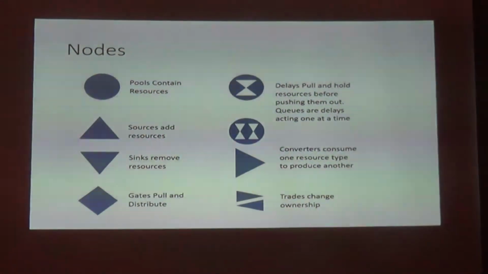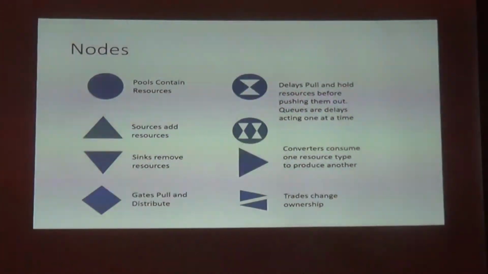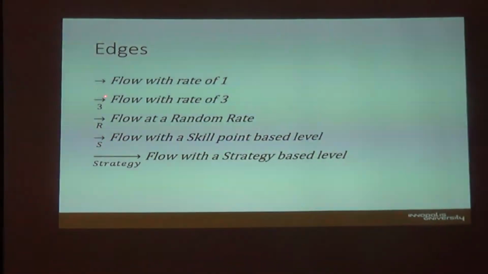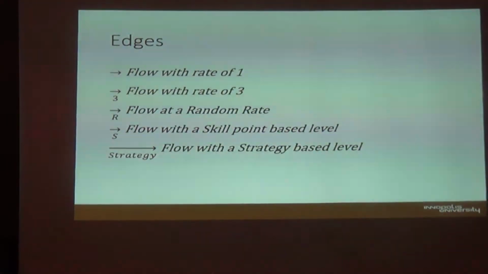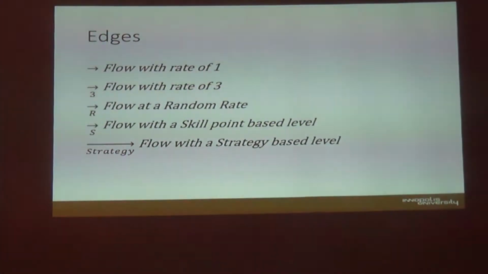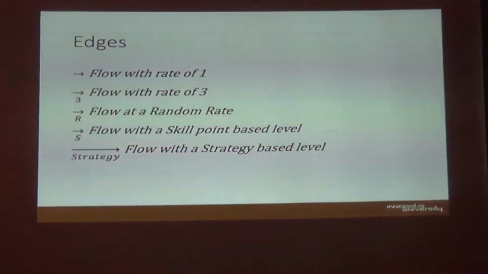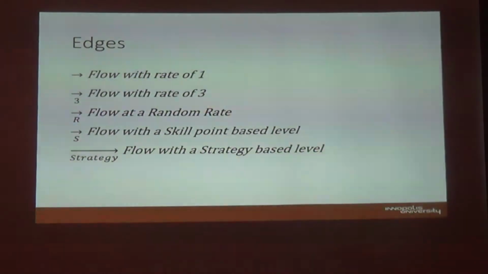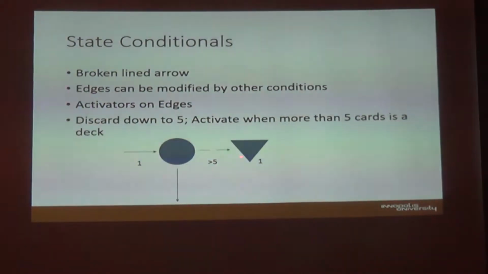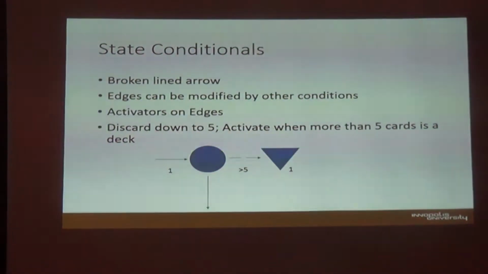So Dormans actually has a full system available for free on this website where you can glue these pieces together, and then it puts out graphs of the economies that will create in terms of filling in. Edges, you have flow rates of 1, a flow rate of 3, flow at a random rate, flow with a skill point based or strategy based level. So you can even put in, okay, they're a more advanced player, they would probably do this rather than this. You have state conditionals, you can say if it's greater than 5, go this way, otherwise go this way.